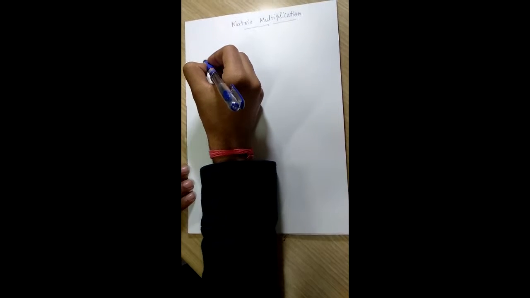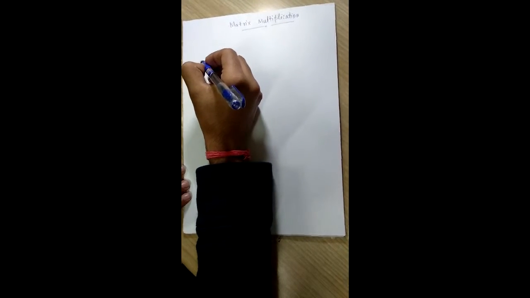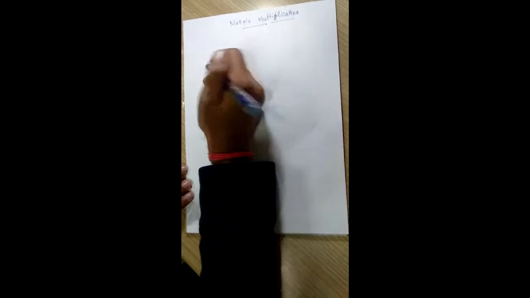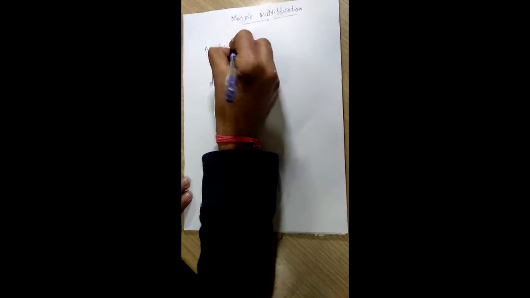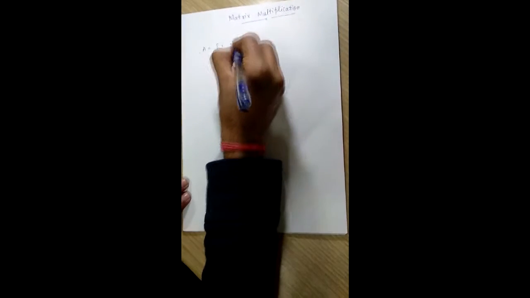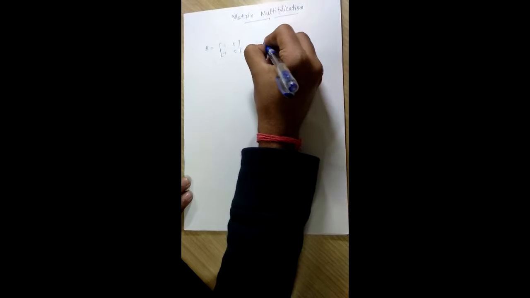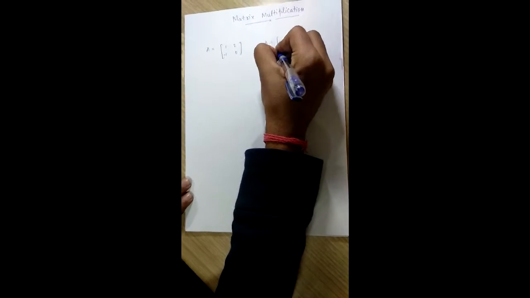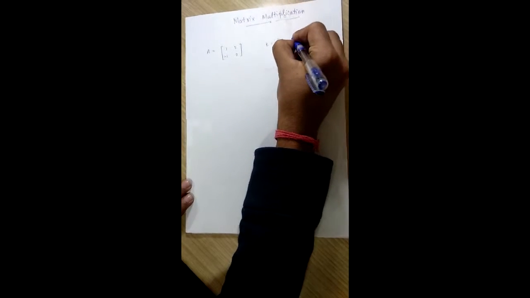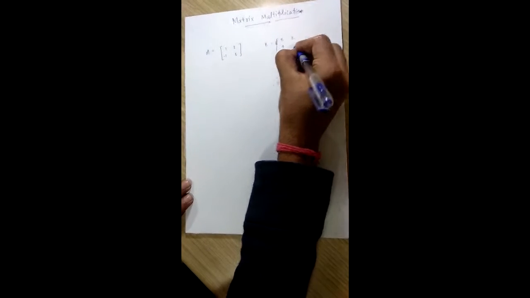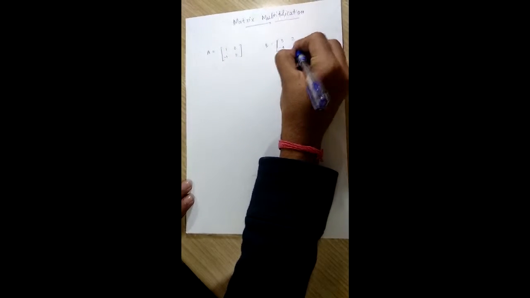So today we are going to learn how can we multiply two matrices. Suppose there is a matrix A with some random elements 1, 2, -1 and say 0, and there is a matrix B with some random elements 3, 2, -4 and let's say 6.